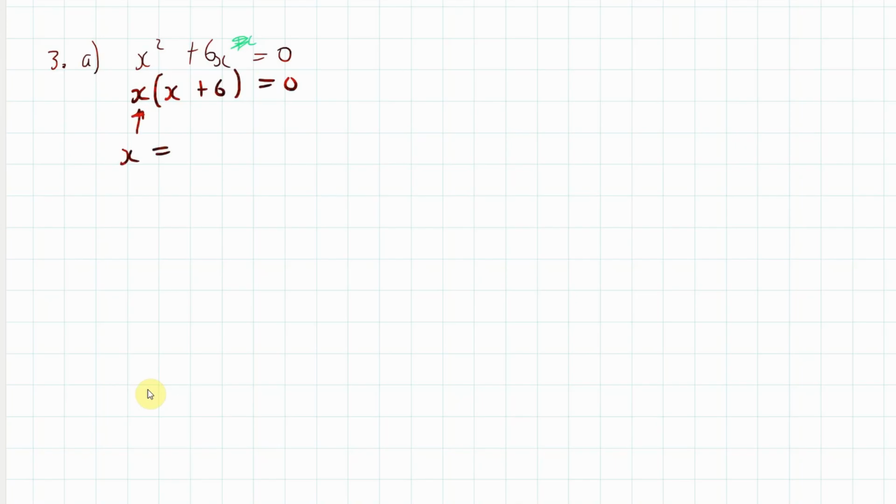here, 0 times anything, right? And this one here would have to be minus 6, because minus 6 plus 6 is 0, and 0 times anything is 0. So those would be the answers there. Now, let's take a look at something like, there must be another one we can do here.